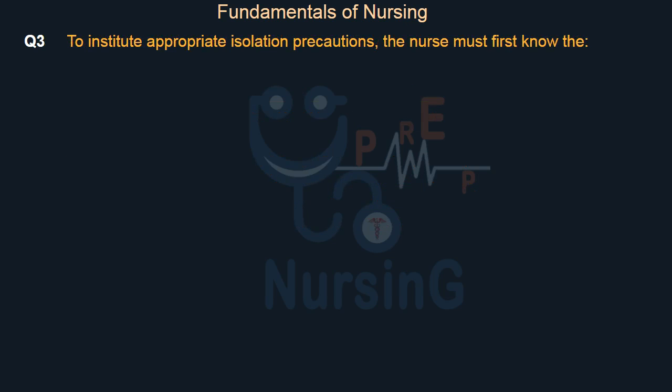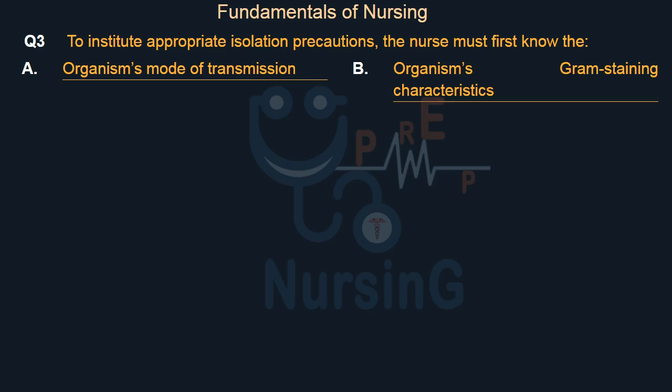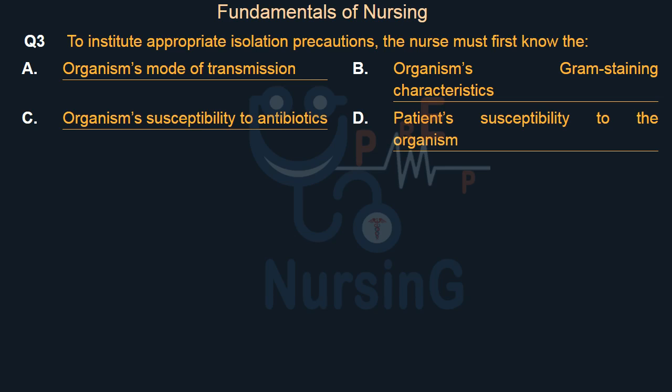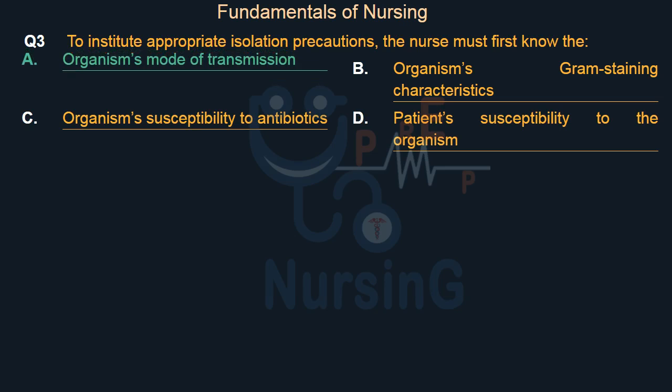To institute appropriate isolation precautions, the nurse must first know the Option A. Organism's mode of transmission. Option B. Organism's gram-staining characteristics. Option C. Organism's susceptibility to antibiotics. Option D. Patient's susceptibility to the organism. Right answer is option A.